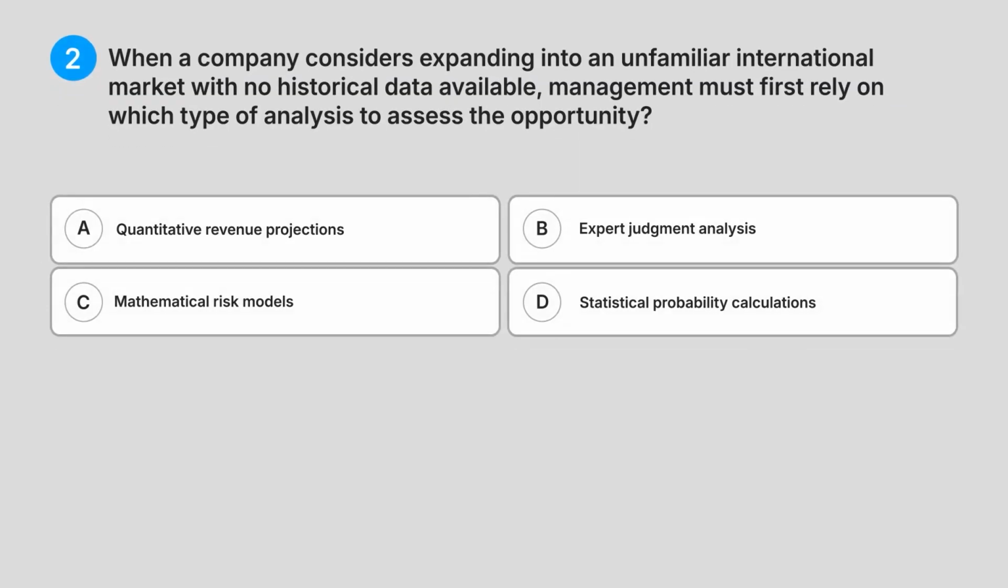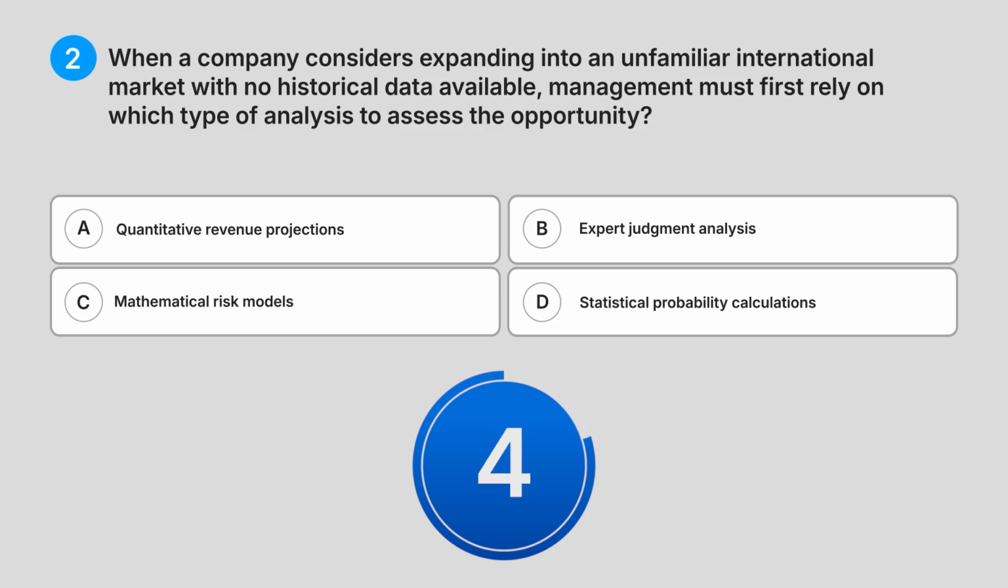2. When a company considers expanding into an unfamiliar international market with no historical data available, management must first rely on which type of analysis to assess the opportunity? A. Quantitative revenue projections. B. Expert judgment analysis. C. Mathematical risk models. D. Statistical probability calculations.